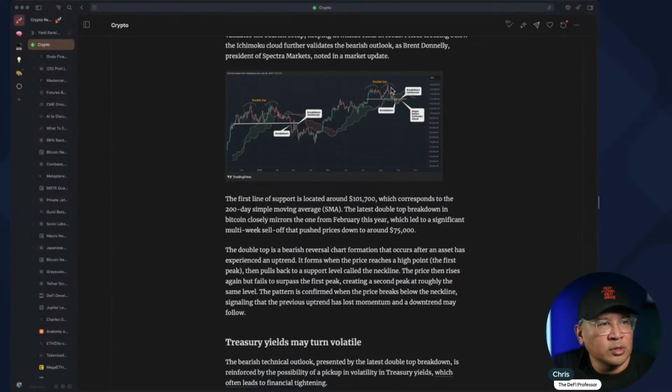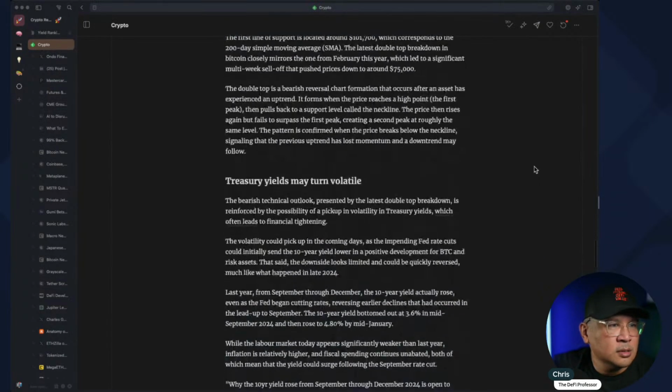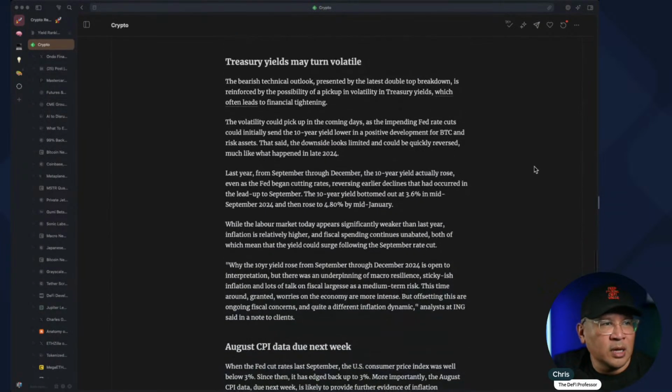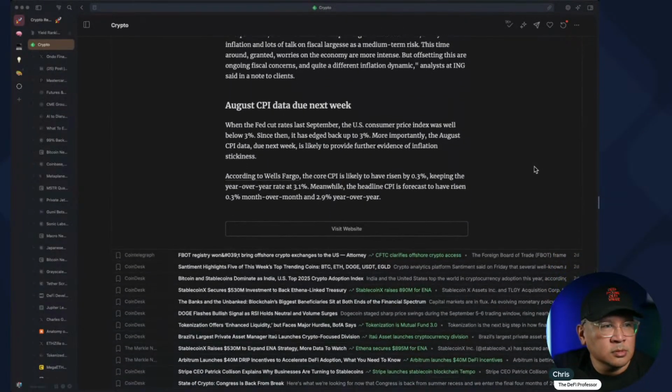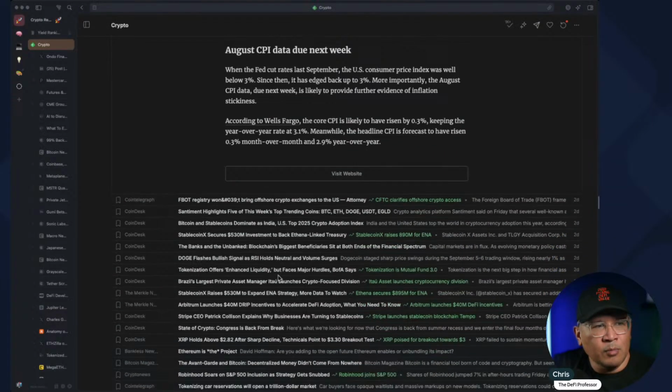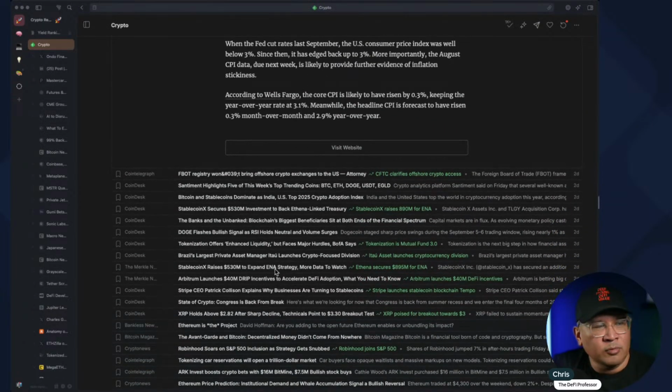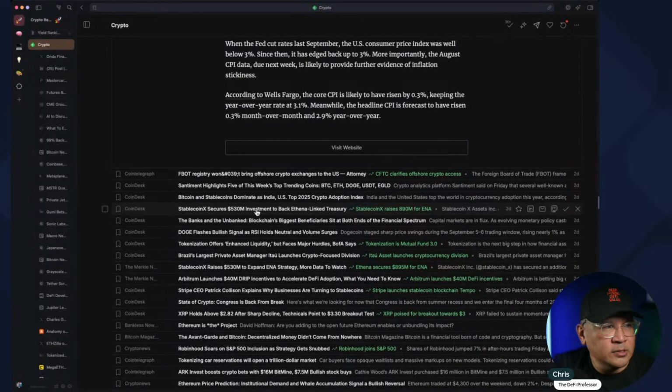That's a lovely little chart there. Treasury yields may turn volatile. No shocker. So yeah, next week's data is going to be very interesting. I don't think that the rate cut is priced in necessarily. So we could see a lot of movement upwards on risk on assets based off of that. Yeah, this is news.